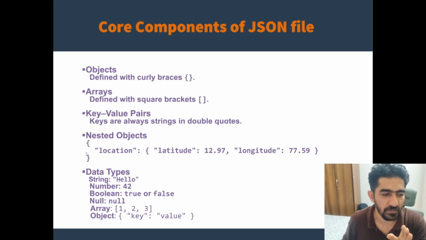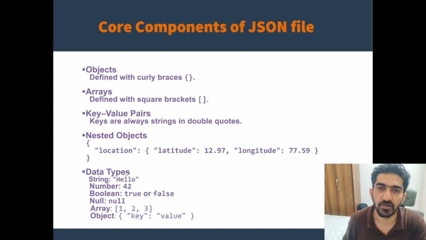Also, if you see here, there is one more object, in which we have a key and a value. This value is a whole object. So this is the format. Now you know the three components listed above.